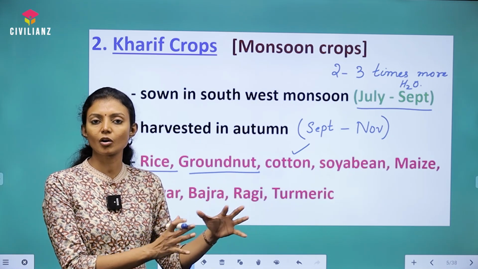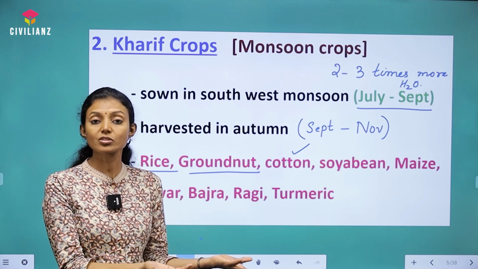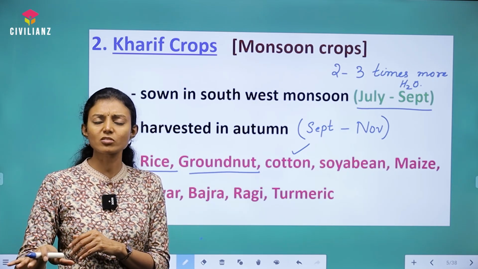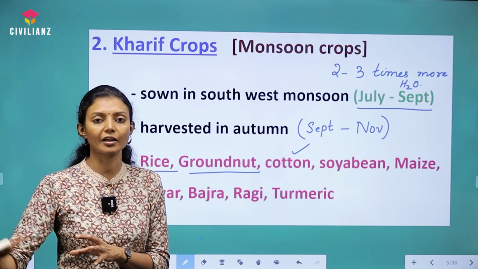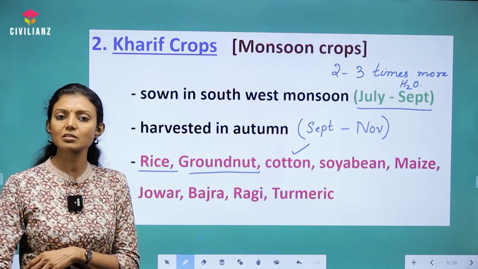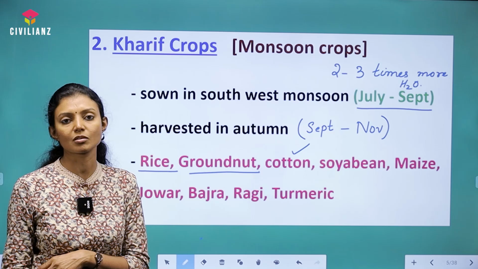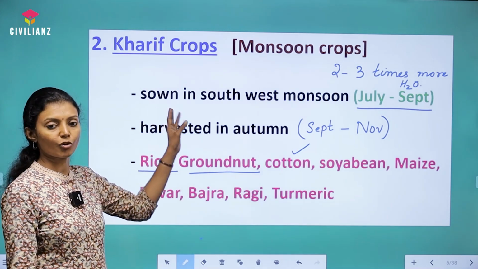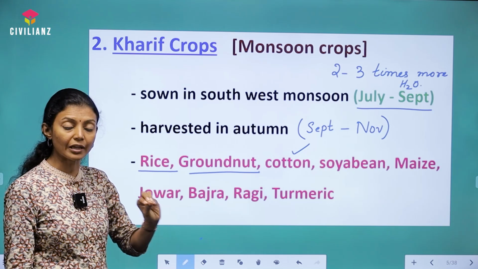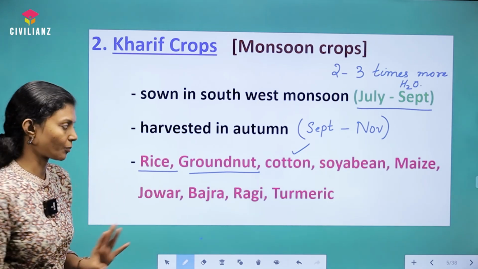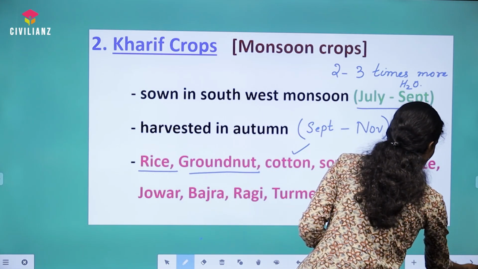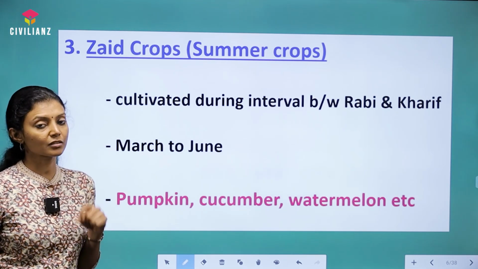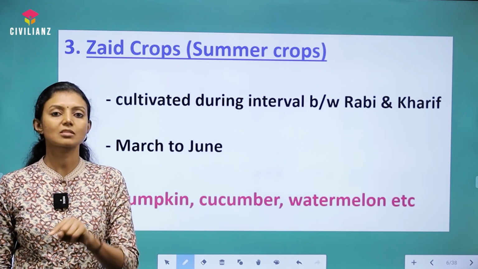So if you are irrigating 1000 hectares of land in rabi, then you can approximately cultivate around 500 hectares in kharif, because it requires double the water, or twice the water, of a rabi crop. So that is a very important point you have to note. Kharif crops require 2 to 3 times more water than a rabi crop. Okay. Now let us move into the third season, which is the zaid crop, also known as summer crops.